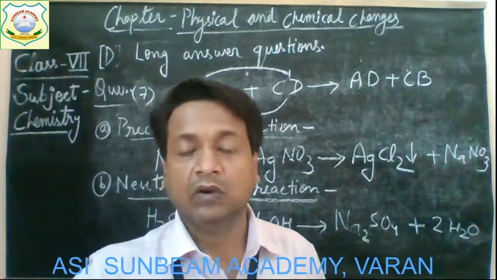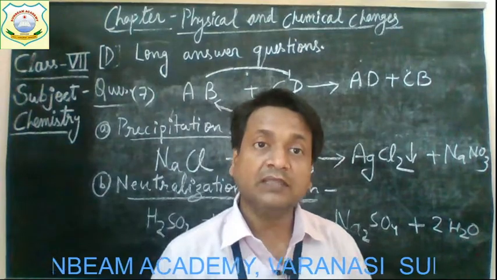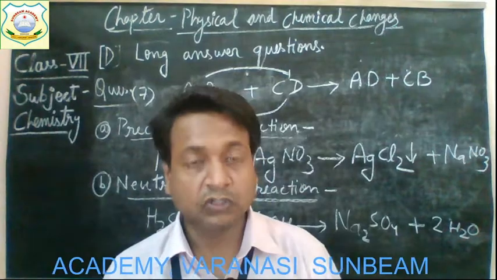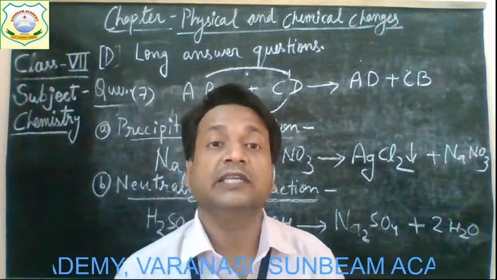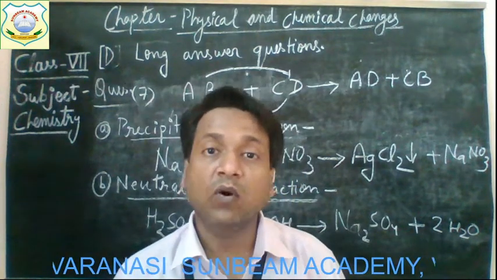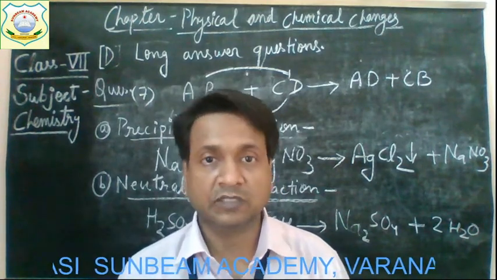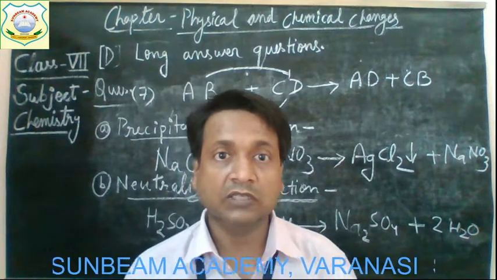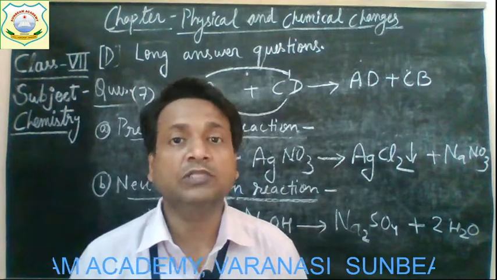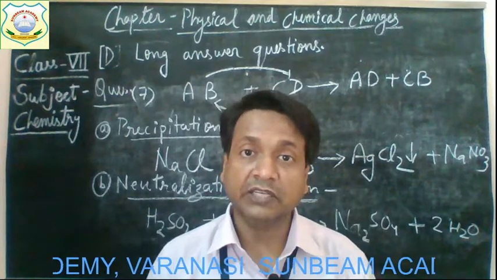Understood, children? Now come to the question number 8. And the question number 8 is, explain the terms oxidation and oxidizing agent. So children, you have to define the term oxidation. Oxidation is a chemical reaction that involves addition of oxygen or removal of hydrogen from a substance. Get it? So what is oxidation? Addition of oxygen or removal of hydrogen from a substance. So this chemical reaction is known as oxidation reaction.